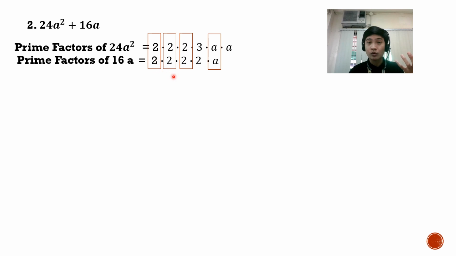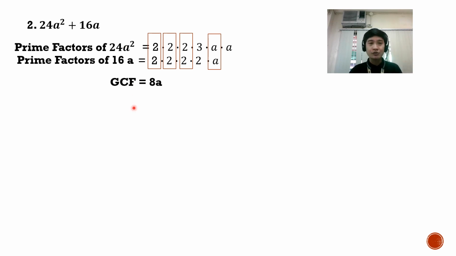So, isang 2, isang 2, isang 2, isang a. Multiply po yung lahat. So, 2 times 2 times 2 times a, our GCF now is 8a. Because 2 times 2 is 4, times 2 is 8, times a is 8a. So, nakuha na natin yung greatest common factor o yung common monomial factor ng polynomial na ito. Ano ang next natin gagawin?